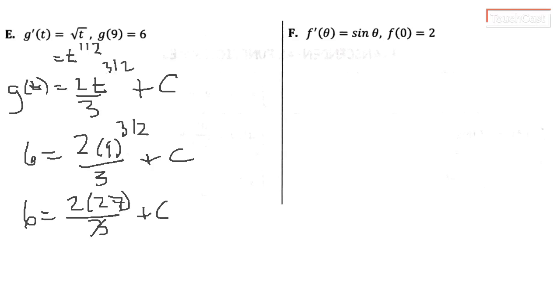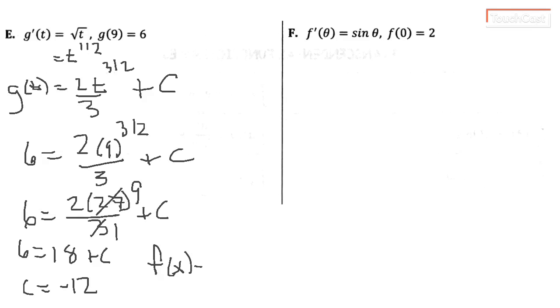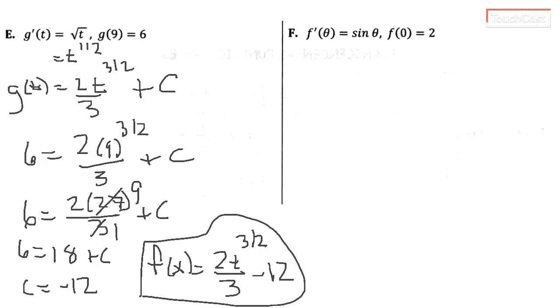Well, 3 goes into 27. 3 goes into 3 once, and 27 9 times. So we're going to have 6 is equal to 18, because 2 times 9 is 18, plus c. And then if we subtract 18, we're going to see that c equals negative 12. So our function is going to equal 2t to the 3 halves over 3 minus 12. And we're done with example E.